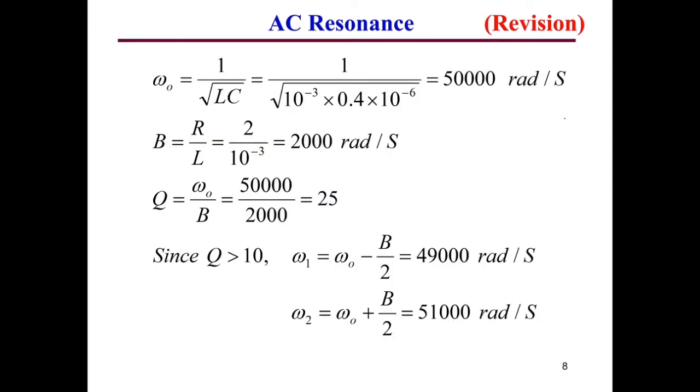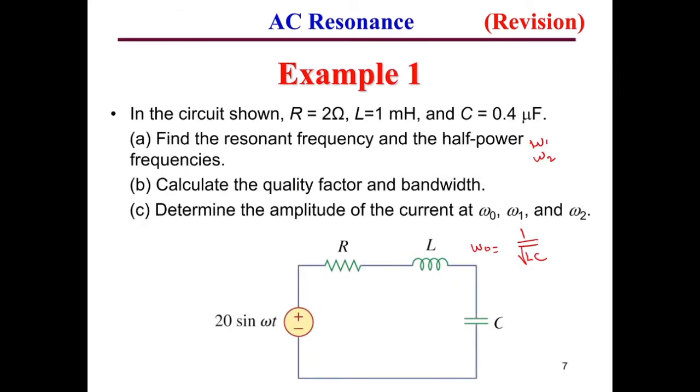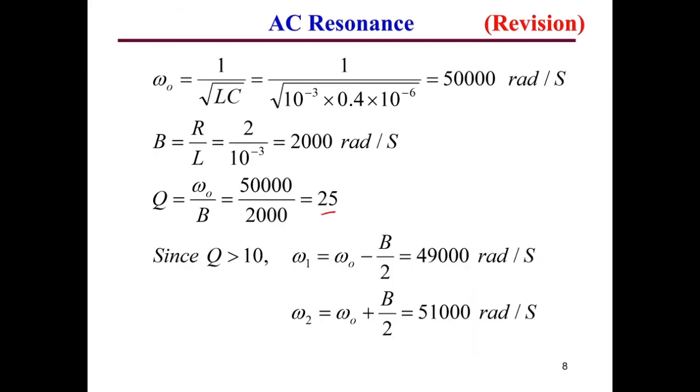Again, we know from the formula how to obtain W1 and W2, since the value of the quality factor is more than 10. The quality factor can be obtained from either XL over R or omega naught over the bandwidth, and the bandwidth can be obtained from here. So that will give us the values of W1 and W2. We are also asked to calculate the quality factor. Okay, we have already done that one.